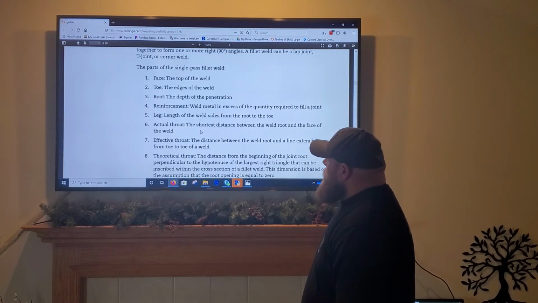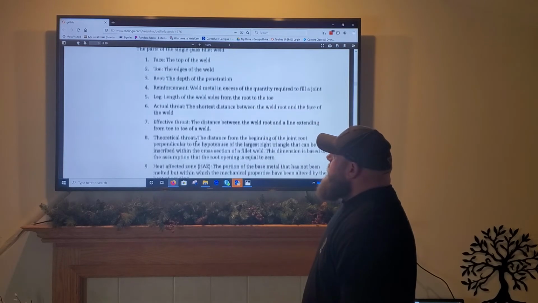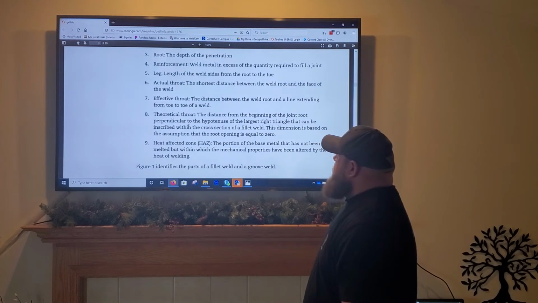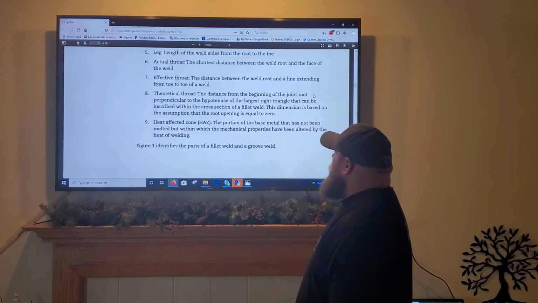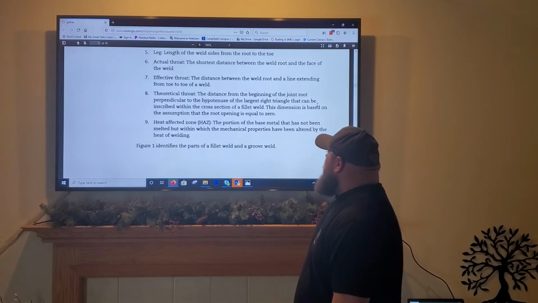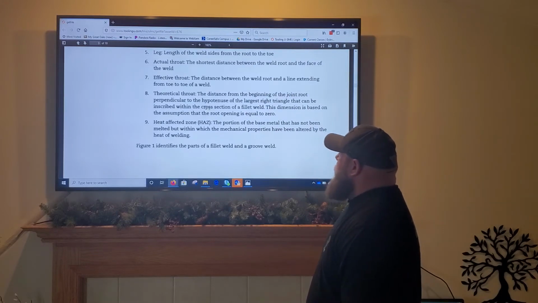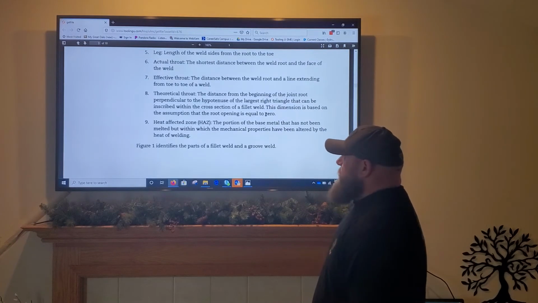The actual throat is the shortest distance between the weld root and the face of the weld. The effective throat is the distance between the weld root and the line extending from toe to toe of the weld. Theoretical throat is the distance from the beginning of the joint root perpendicular to the hypotenuse of the largest right angle that can be inscribed within the cross-section of a fillet weld. This dimension is based on the assumption that the root opening is equal to 0.